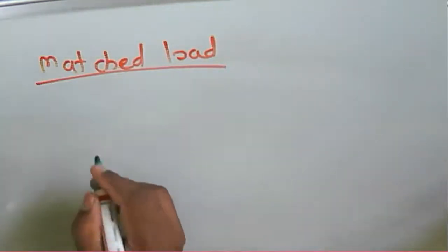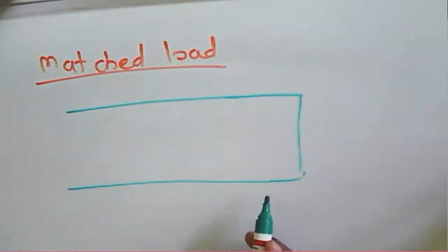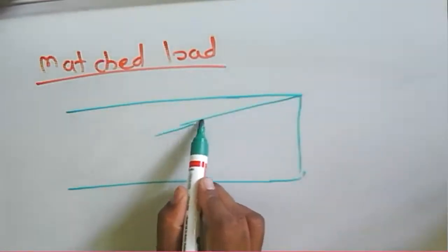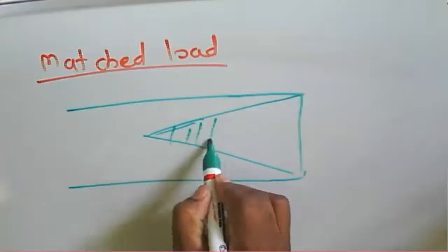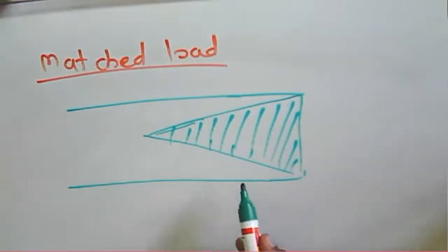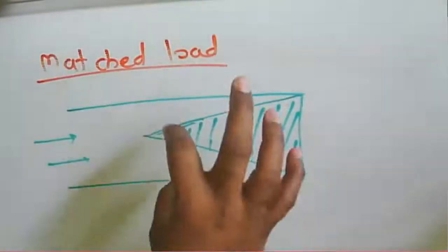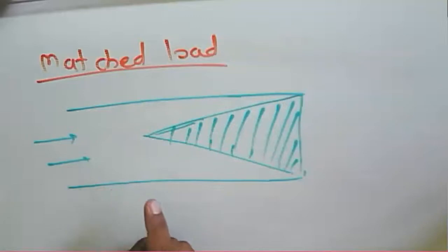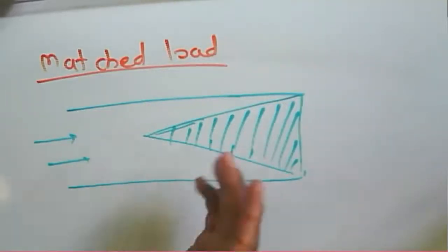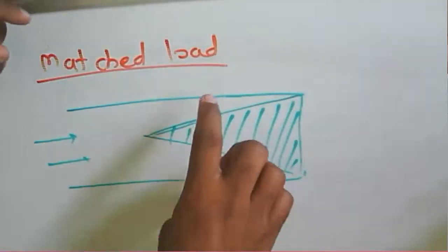In a matched load, what happens here? Given a particular section of a waveguide, at the end of this section a small section is used, and that small section is a resistive card or resistive vane. When power is incident at that particular end of the guide, this will absorb all the incident power and there will be no reflection from this resistive vane. That is called a matched load.